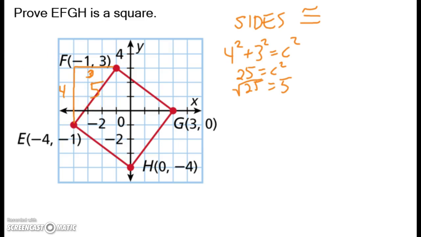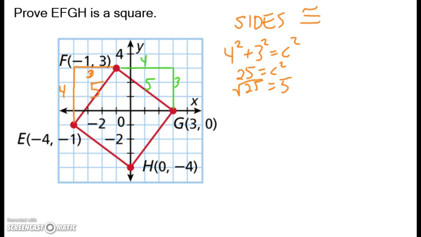So let me switch colors. Make a little triangle out of it. This side is 4. This side is 3. Hey, when I do 4 squared plus 3 squared equals c squared, it looks exactly like this. And I find out that this side is 5.